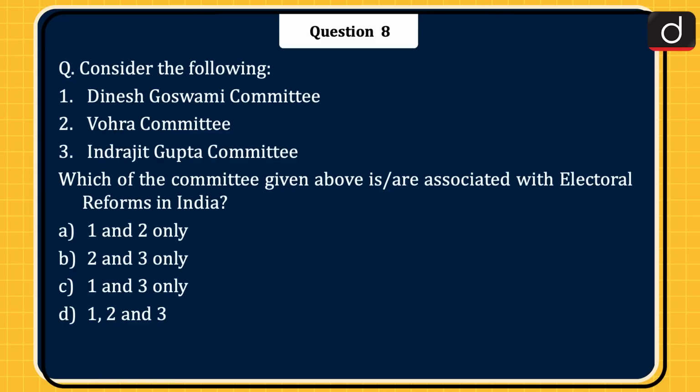Next question is, consider the following: 1. Dinesh Goswami Committee, 2. Vohra Committee, 3. Indrajit Gupta Committee. Which of the committees given above is or are associated with electoral reforms in India? 1 and 2 only, 2 and 3 only, 1 and 3 only, or 1, 2 and 3? The correct answer is option D, 1, 2 and 3.